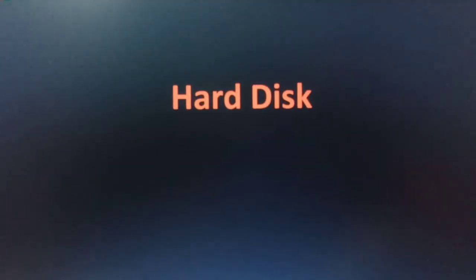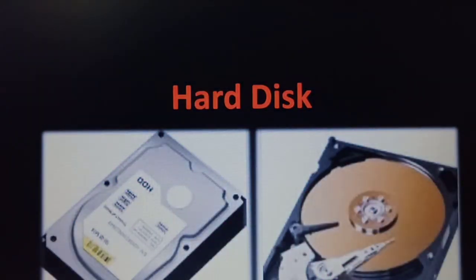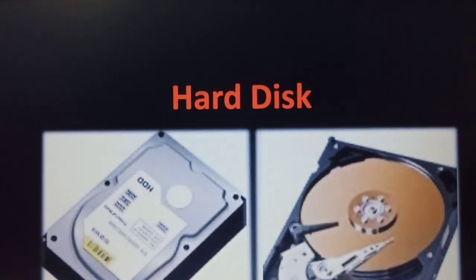Now we study the hard disk. Hard disk is one of the most important secondary memory storage devices. Data is stored on the hard disk in digital format. It has a rotating magnetic disk protected by a hard cover. It is divided into a number of tracks and sectors that store data.